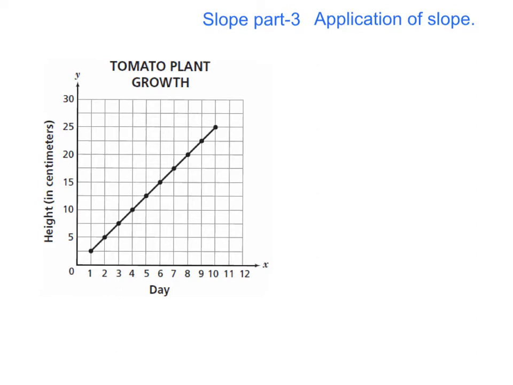To do that, we would pick any point on the graph, and then we can count the rise, and we can count the run, and that would give us the slope of the line. Let's say that we started at day 1. At day 1, the height of the plant is between 0 and 5, and these are even increments. So what number is exactly between 0 and 5? Well, if you said 2.5, you'd be correct.